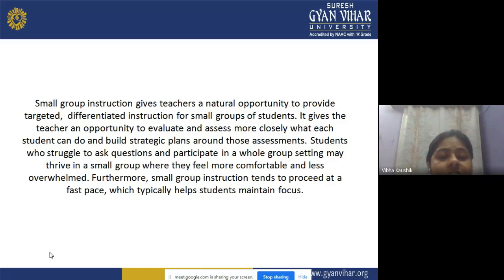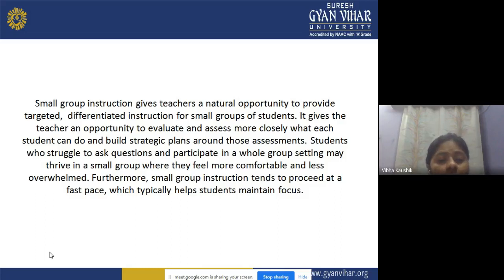Now, small group instruction gives the teacher a natural opportunity to provide targeted, differentiated instruction for a small group of students. What is that? Differentiated instruction means I have created a group of 4 students, and every individual has their own uniqueness, and I can give my instructions keeping in mind their uniqueness. Differentiated instruction can be used for different groups of students. For example, I can teach A group with the lecture method, B group with the inductive-deductive method, and C group with the project method. So I can use differentiated instruction methods for teaching small groups of students.